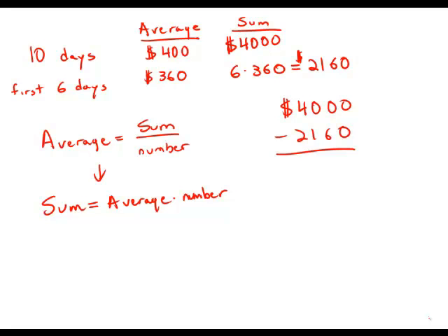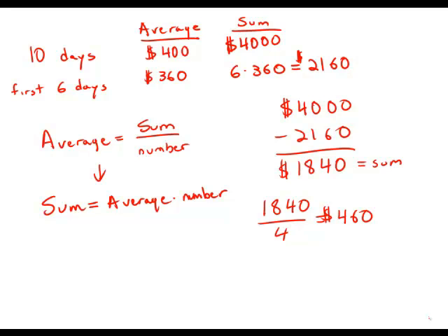So we subtract, and we get 1840. 1840 is the amount they had to make over the last 4 days. That is the sum of the last 4 days. And so, of course, now I just divide that sum by 4, and I get 460, and that is the average for the last 4 days. And this is answer choice D.